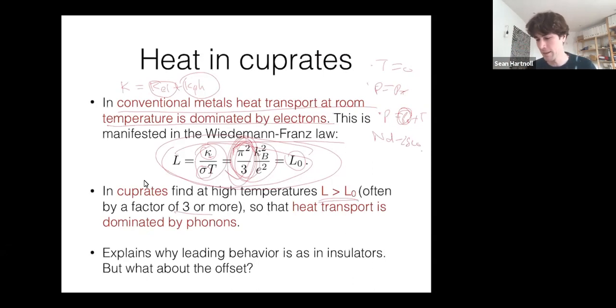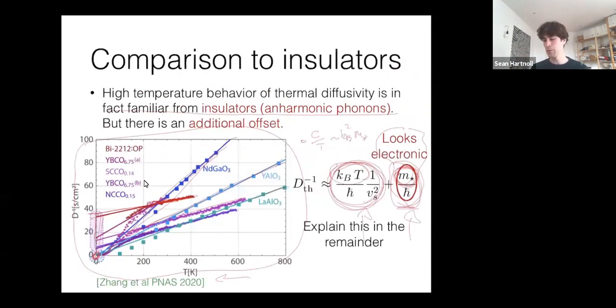That, combined with the fact that the order of magnitude of the thermal diffusivity, given the sound speed, looks like that of an insulator, suggests that it's phonons. Okay, let's say we believe all this. That would explain this term. But now I want to tell you about this term, this offset.